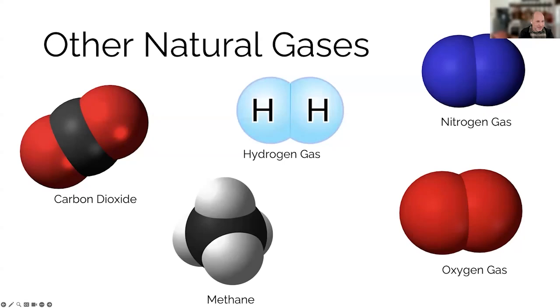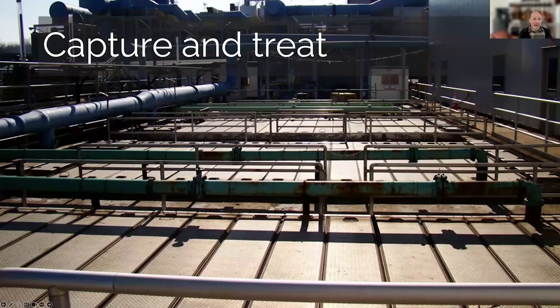There's a lot of other natural gases that can be processed as well. Complex plants will have a capture and treat method. You know, that Albuquerque building I showed you, it's capped. They have a huge ventilation system. Most smaller systems aren't going to have anything this complex.